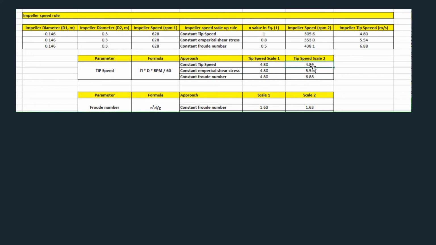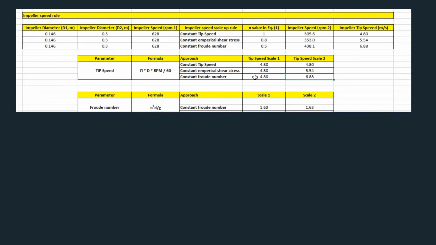In the second scale, if we go by the constant tip speed rule, then our tip speed will be 4.8, calculated by the same formula using the RPM 305.6. If we go with the constant empirical shear stress rule, then our RPM will change to 353, and based on that the tip speed is calculated by applying the formula, so the tip speed is 5.54. If we go with the constant Froude number rule, then our tip speed will be 6.88. So you can see with the constant tip speed rule, the tip speed at the higher scale is the same, but by applying the other two rules, tip speed is increased.